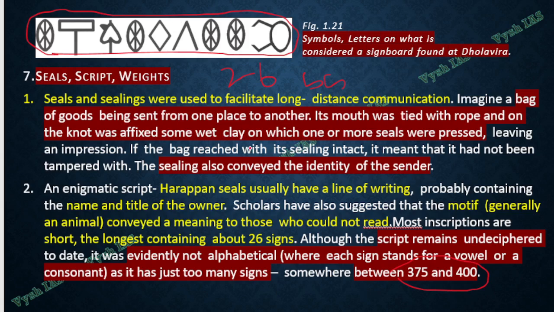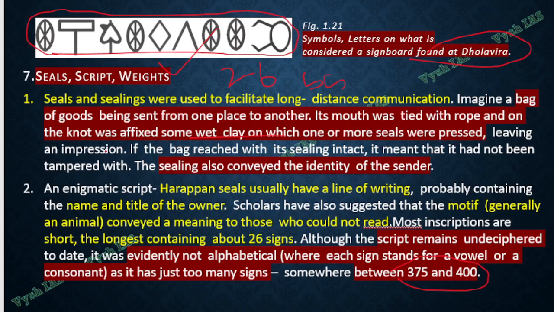But whenever they have a seal, whenever they have something transferred from one place to another, something is written. Something is definitely written, so they had a language. If you see, a big signboard is found in Dholavira in Gujarat. Wet clay will be there, and on top of that, if you make some scribblings, it will stay for a longer time.